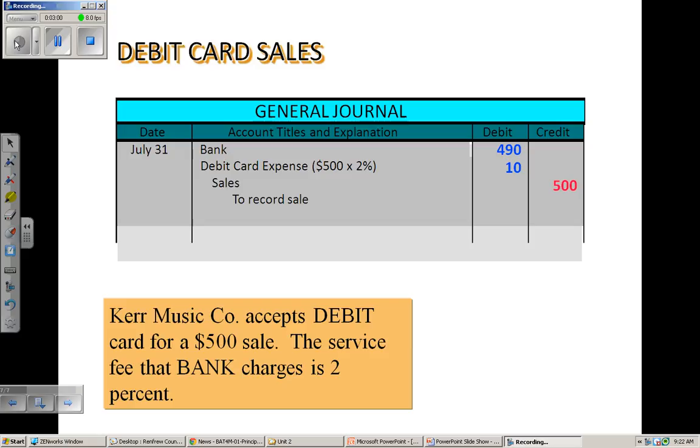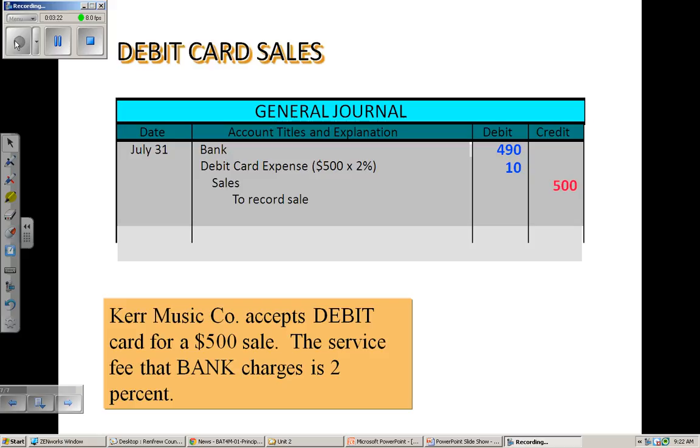The last form of payment is a bank debit card. In this example, Kerr Music Company accepts a debit card for a $500 sale. The service fee that the bank charges is 2%. So you would debit bank $490, the actual amount you would be getting. Debit card expense will be debited $10 and sales credited $500.